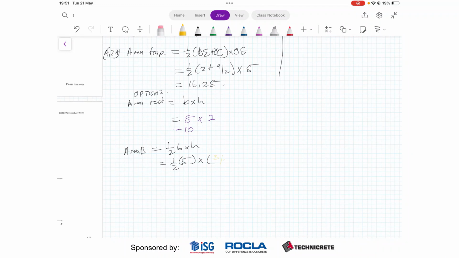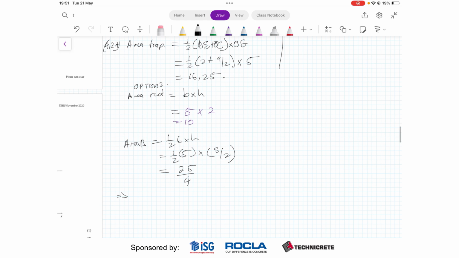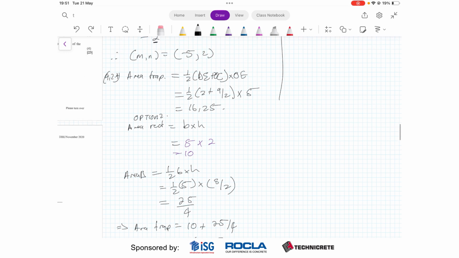Sorry, I'll use a different color for that. So 1/2 times 5 times 5 over 2 is 25 over 4. Finally, the area of our trapezium is equal to 10 plus 25 over 4, and that is 16.25. That is the final answer.